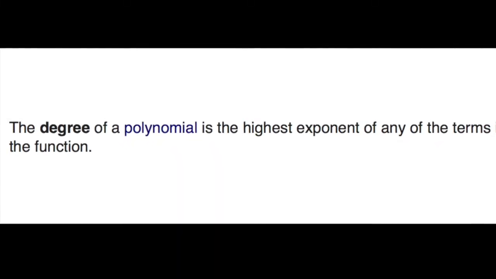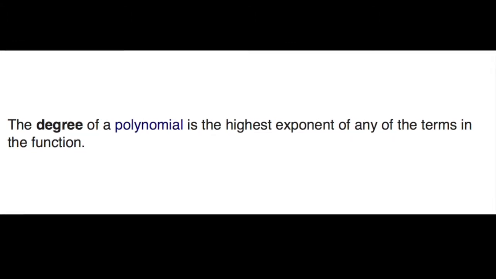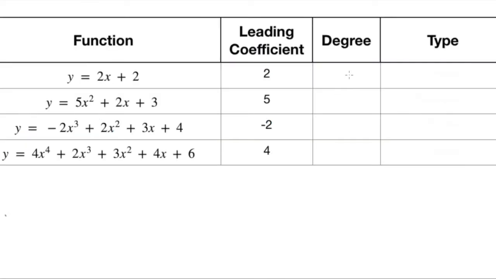So the degree of a function is determined by the highest exponent in the function. In this first function, y equals 2x plus 2, we have the leading coefficient of 2. The highest exponent is 2x to the power of 1. So 1 is the highest exponent, so it's a degree of 1. And then this function is called a linear function.